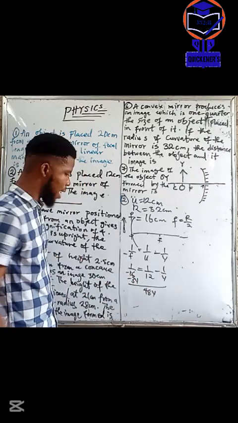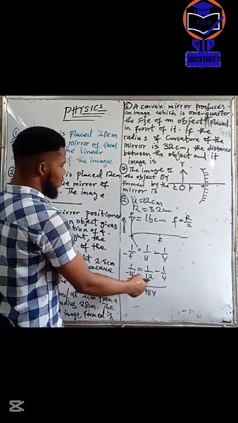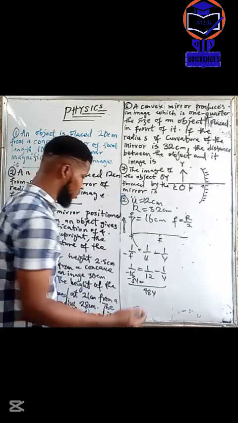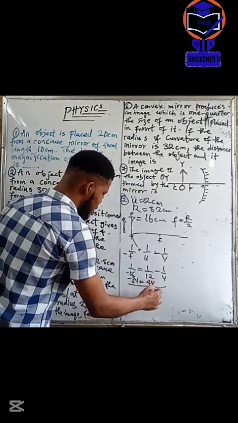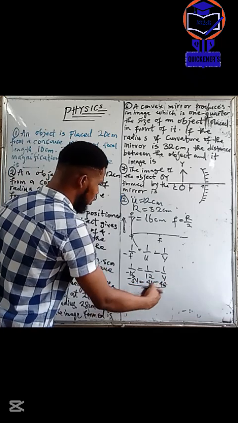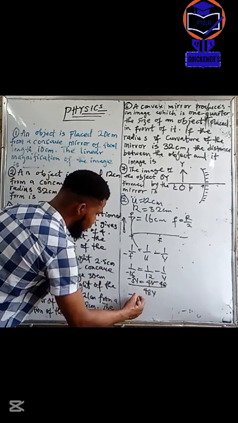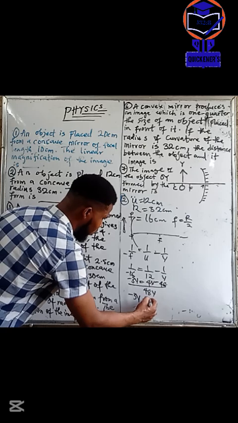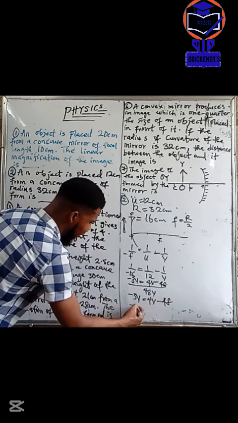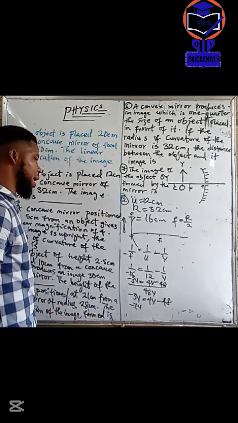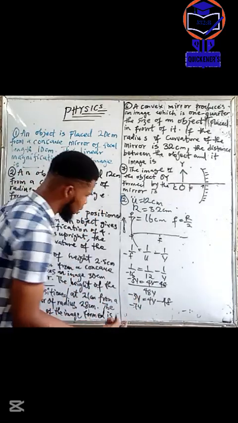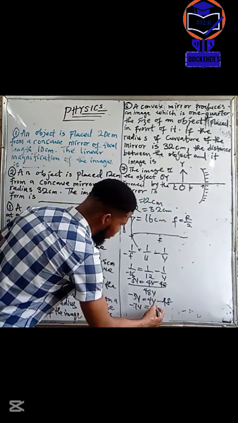Remember your Z. 48Z divided by 12 is 4, so 4Z. And 48Z divided by Z is 48. When you simplify, you have minus 3Z equal to 4Z minus 48. When 4Z comes over here, it becomes minus 4Z. Minus 3 minus 4 is minus 7Z, equal to minus 48.